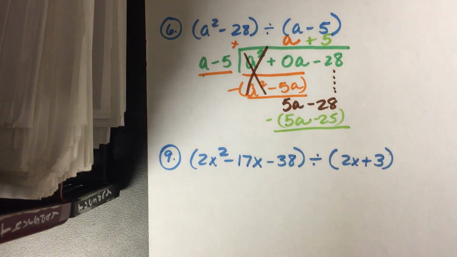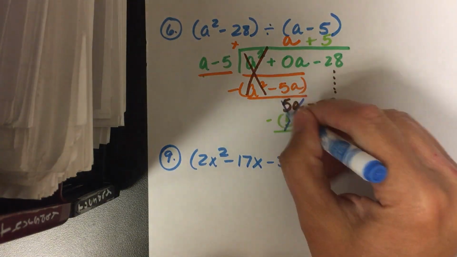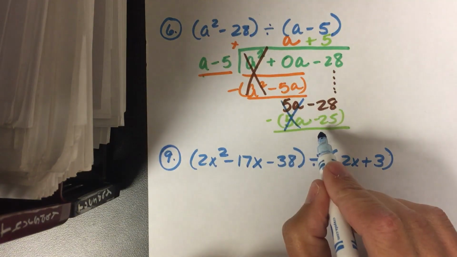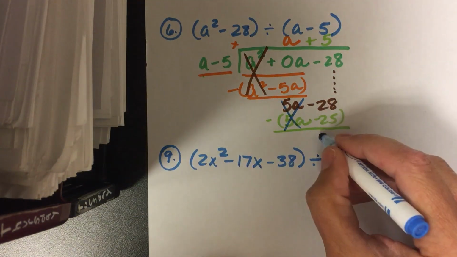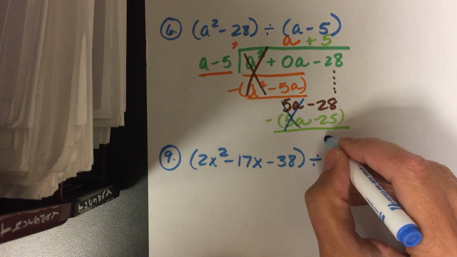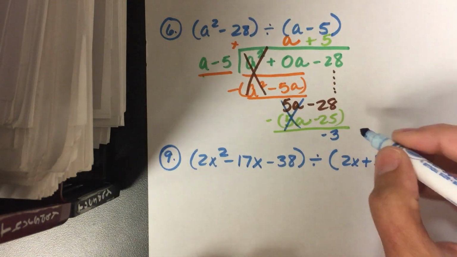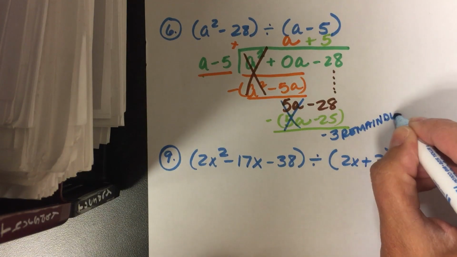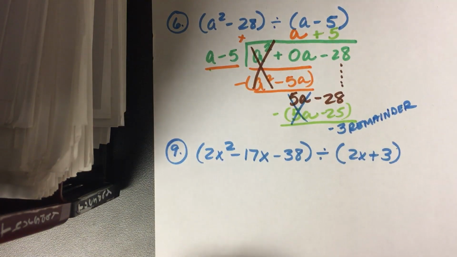So then I'm going to complete my final subtraction here. 5a minus 5a will cancel. Negative 28 minus a negative 25, that's plus positive. So negative 28 plus 25 is negative 3. So once again, that's our remainder. Your remainder is not always going to be negative 3. It just happened to be in these two examples.